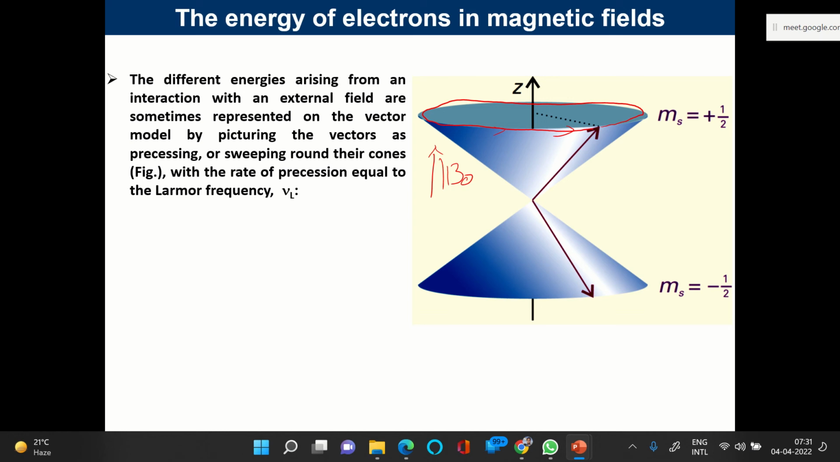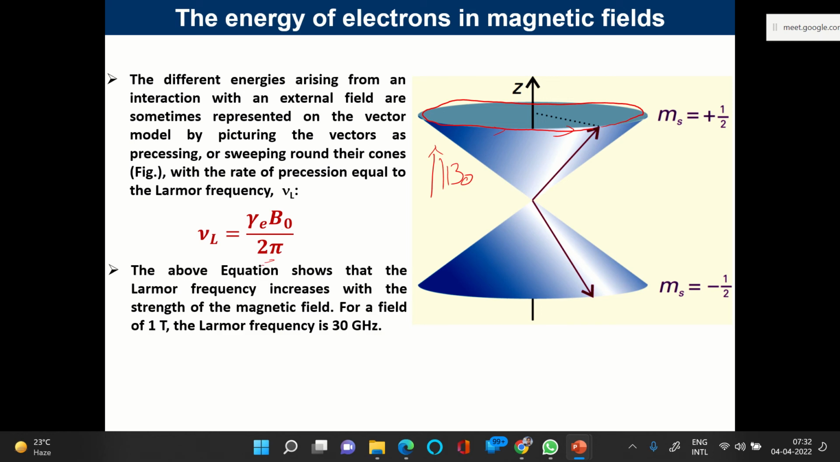But when we apply magnetic field B naught, then it starts along the z direction. So when B naught is applied along z, the vector that we are seeing, this arrow, starts moving along the cone. That is the precessional motion, and one complete circle, you can calculate the frequency, so how much time it takes. So in 1 second, how many such complete motions along this circle it can do. So that is mu e B naught by 2 pi. So this is the Larmor frequency.